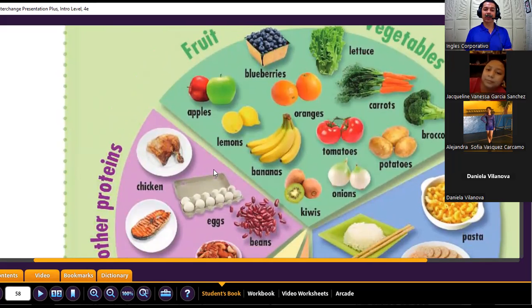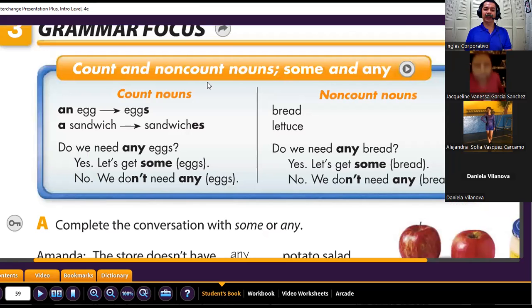Let's continue. Good. And here we have the use of count and non-count nouns. Listen, please. Page 59, exercise 3, grammar focus. Count and non-count nouns. Some and any. Count nouns. An egg. Eggs. A sandwich. Sandwiches. Do we need any eggs? Yes, let's get some eggs. No, we don't need any eggs. Non-count nouns. Bread. Lettuce. Do we need any bread? Yes, let's get some bread. No, we don't need any bread.